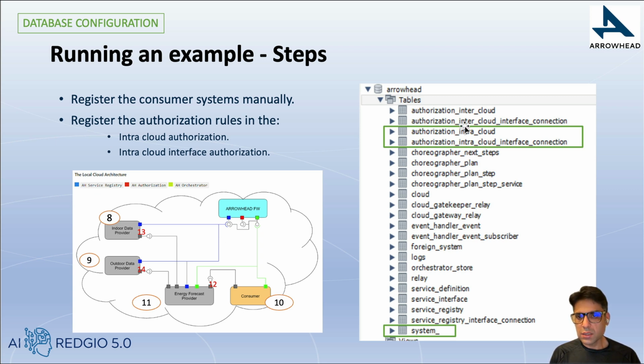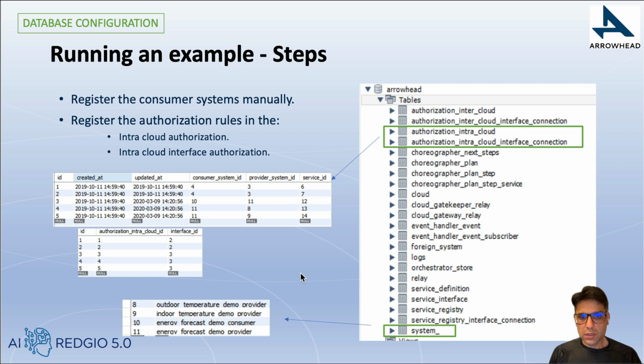So these are the tables inside the database schema for the Arrowhead local cloud instance, where we have authorization intra-cloud and authorization intra-cloud interface connection. These two tables and the systems tables we will discuss, to see how they look like. So let's say we have three provider systems as we saw earlier, and then we need to register a consumer system.